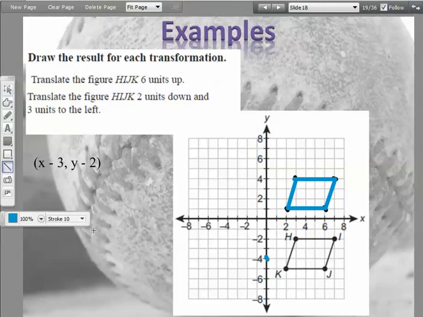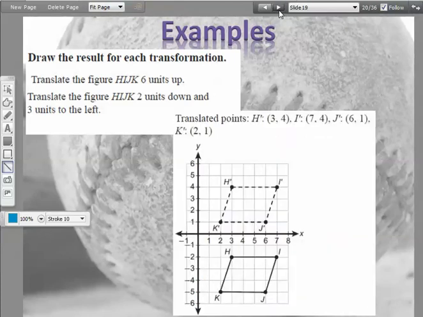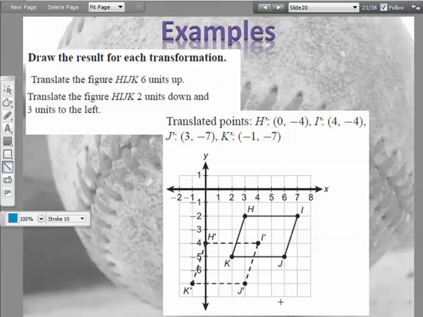Oops, lost my line. I got to do it again. Over 3, down 2. And then for my I, I'm going to go left 3, down 2. For my new J, left 3, down 2. And that's my points. So let's look at the answer and see how I did. Looks like I did pretty good. Over 3, down 2. Yep, I got it correct.